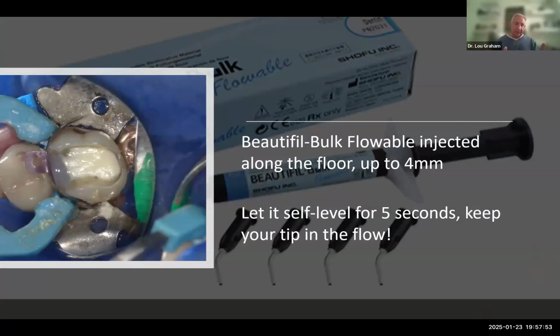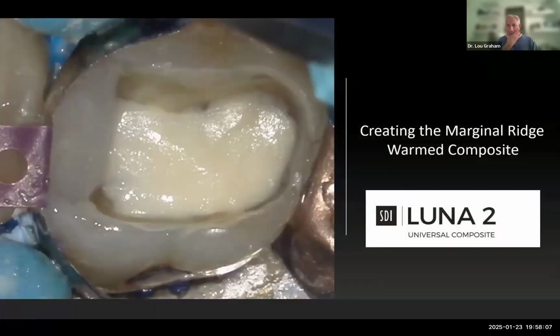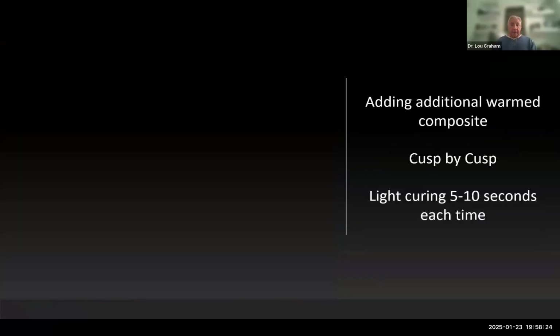And so what I'll do is I'll inject it on the floor, always keeping your tip in the flowable, inject slowly. Then take your tip out, let it self-level, and you're going to light cure again for 20 seconds. And in this case, we were actually using and loving SDI's hybrid composite called Luna 2. So I actually first then created my marginal ridge. And this is all with warmed composite.